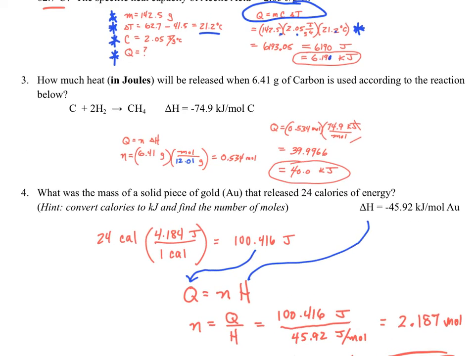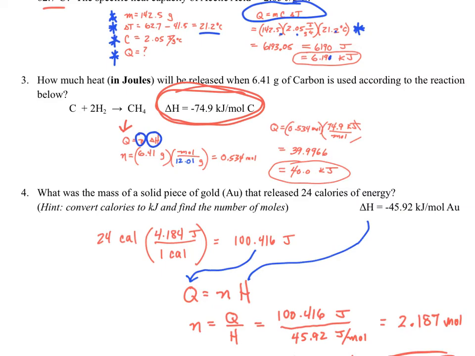Number 3, how much heat in joules will be released if 6.4 grams of carbon is used according to the reaction below. All right, now looking at the delta H, it gives off kilojoules per mole. So the amount of heat then is Q equals the number of moles times the delta H, N times delta H.